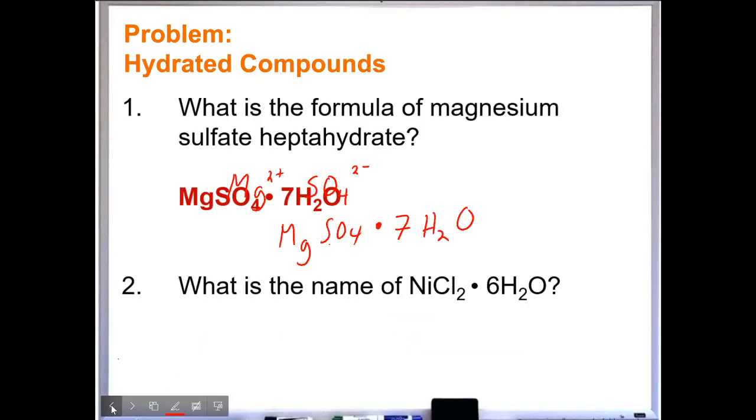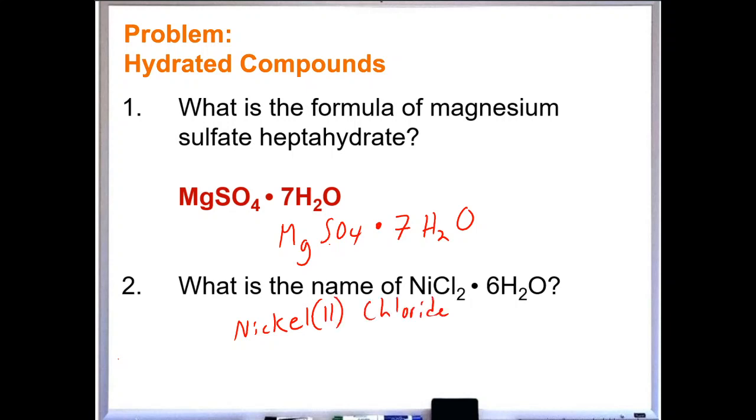So let's try the second one. Let's get rid of this for you. Okay, so what is the name of NiCl2 6H2O? So first we know it's nickel. So nickel, and we have 2 chlorides associated with that, so they're both minus 1. So it's going to be nickel 2 chloride, so just like before.